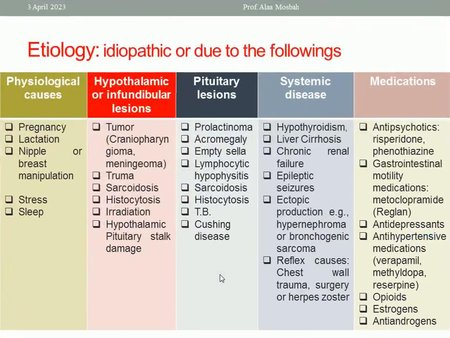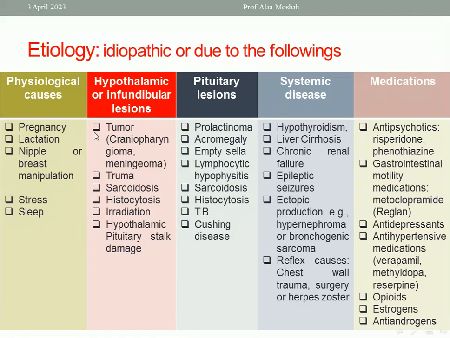Okay, look at this table, please. So, we have physiologic, pathologic, and the idiopathic. So, the etiology could be idiopathic or due to the following causes. What are the following causes in this table? Physiologic causes, hypothalamic or infundibular lesion, pituitary lesion, systemic disease, and medication.